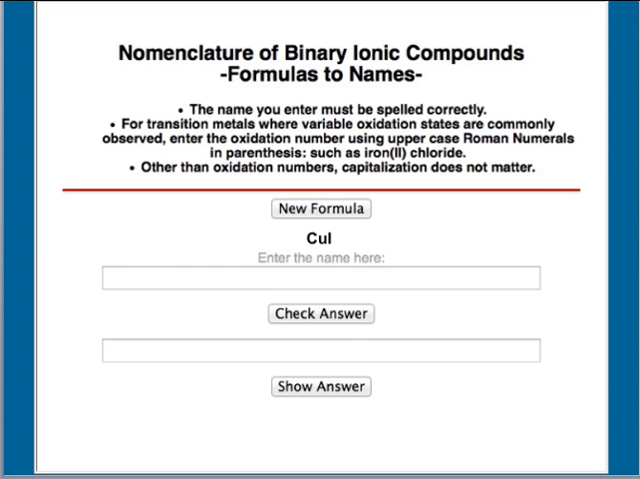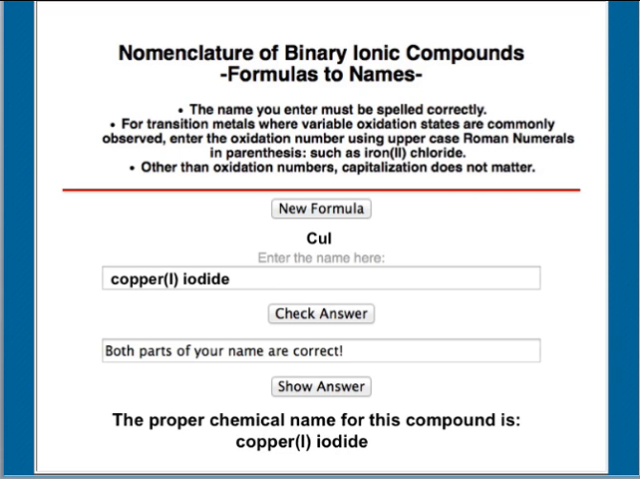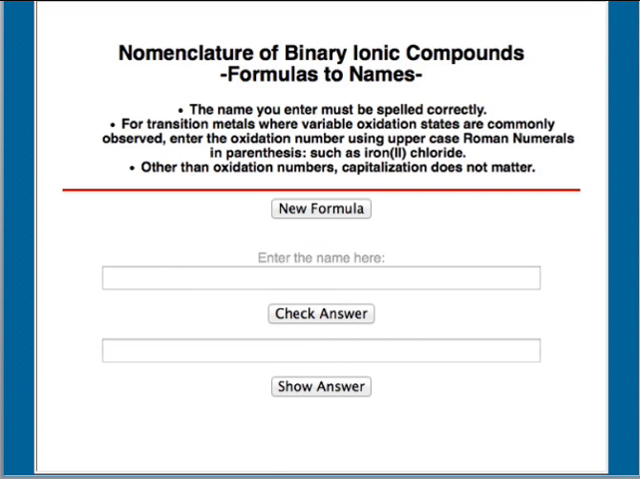Here's another one. Copper and iodine. Where's copper? It's a transition metal, isn't it? So we have to show the charge. What's the charge on an iodide? -1. So the charge on the copper must be +1. So just Roman numeral 1. Copper(I) iodide. See how simple that is?